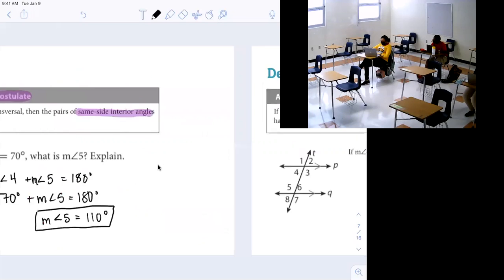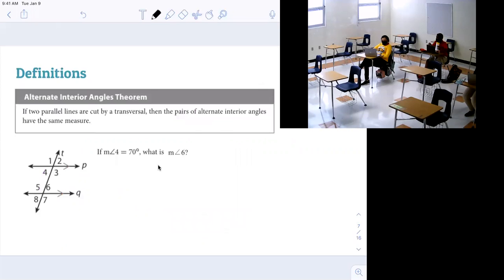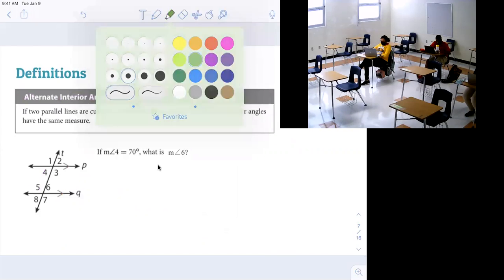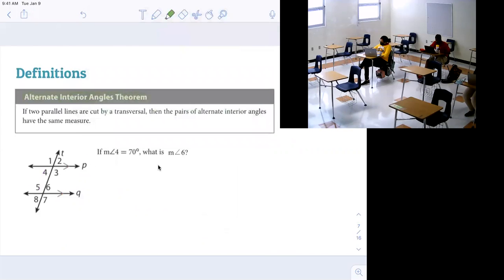Let's go ahead and look at my alternate interior angles theorem. There's basically a theorem for every kind of relationship. What is my theorem for alternate interior angles? Can I have a volunteer read this one? I know Tyrone loves to read, but I'd love to hear from someone else. Someone from home, anyone can read.